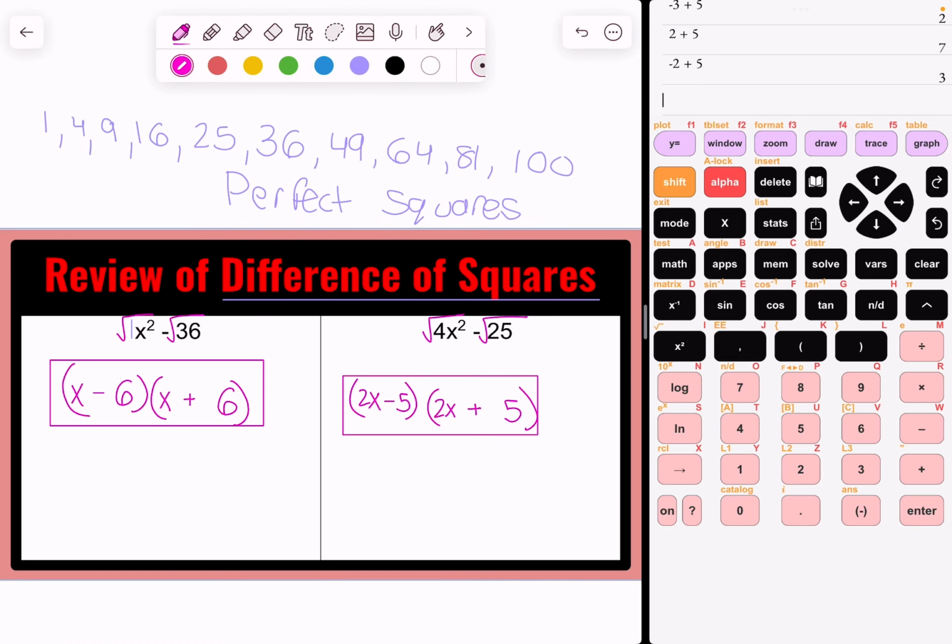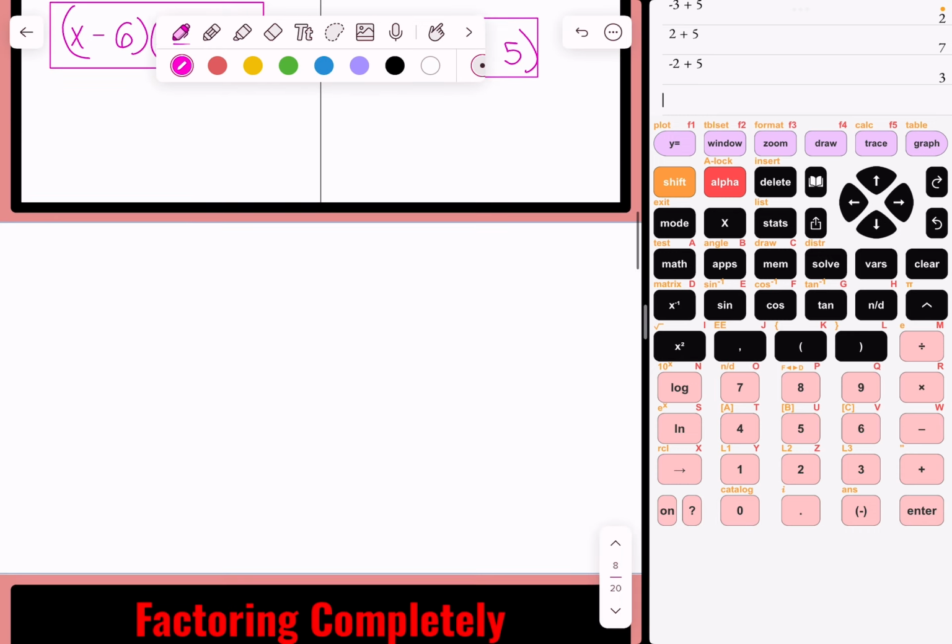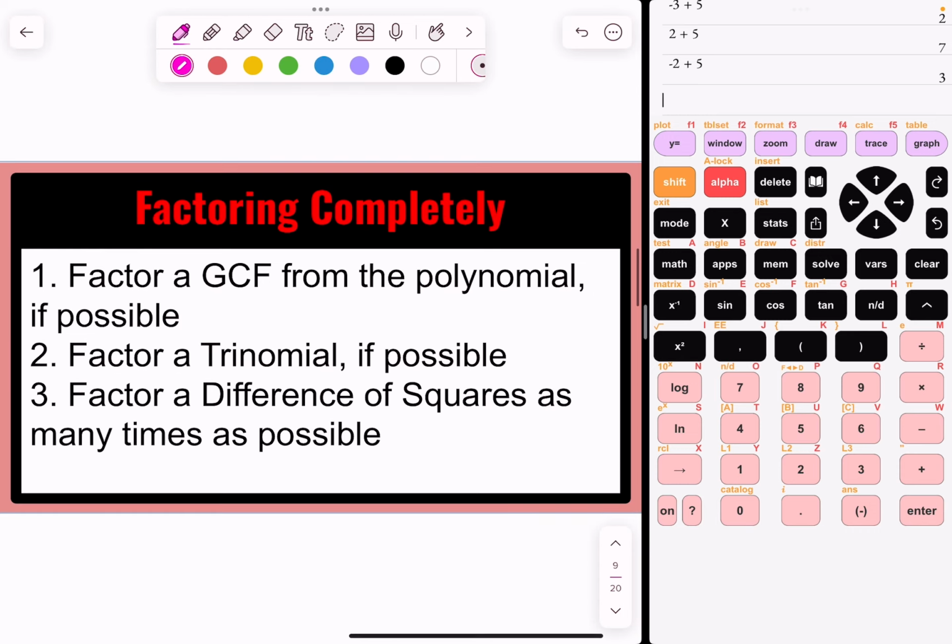Perfect. Alrighty. So that is factoring the difference of perfect squares. Now that we went over the 3 different methods that we learned, how to factor out a GCF, how to factor trinomials where you do the adding and multiplying, and how to factor difference of perfect squares, we are now going to do what's called factoring completely.